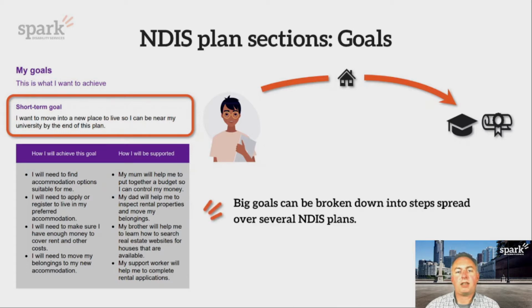A detailed NDIS plan will take all of these things into account, and it will map out step by step what needs to happen to help the person to achieve their goals. It's really important to keep in mind that big goals can be broken down into smaller steps. And those smaller steps can be spread across several NDIS plans. They don't all have to be achieved straight away.